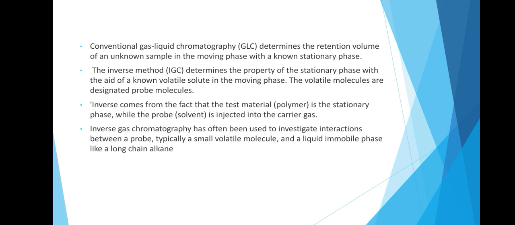Inverse gas chromatography has actually been used to investigate interactions between the probe, typically a small volatile molecule, and a liquid immobile phase like a long chain alkane. Thereby, this method is used for the investigation of interaction between a probe and a polymer, and also for the investigation of the interaction between a polymer and a polymer.